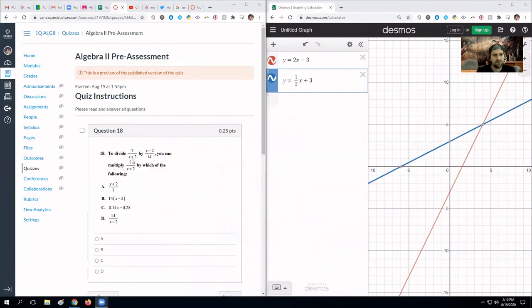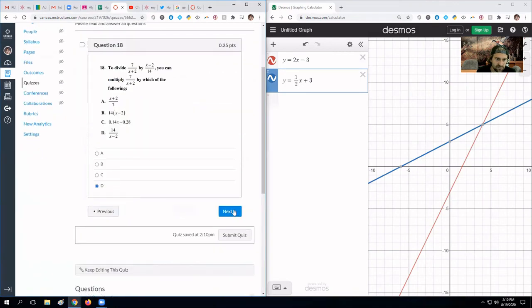Okay. If we want to divide 7 over x plus 2 by x minus 2 over 14, you can multiply 7 over x plus 2 by which of the following? So dividing by a fraction is the same as multiplying by a reciprocal. It's one of those things you probably hear and say a million times when you're in the math classroom. It's one of those things when you leave the room, it goes out of your brain. So we just need to flip the fraction. So if we flip x minus 2 over 14, it should be D, 14 over x minus 2.